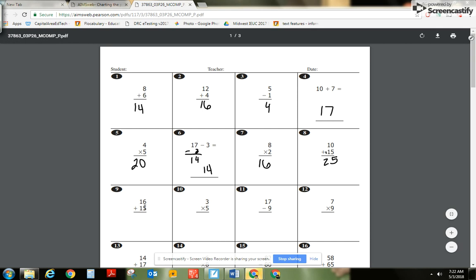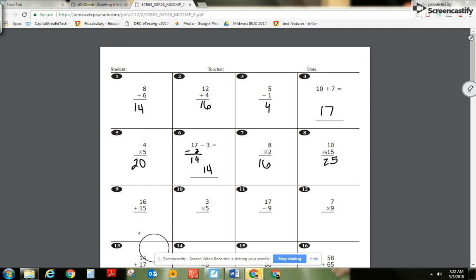Number 9, there's a couple of different ways you can do it. You can do it the standard way. 6 plus 5 is 11, and then you regroup into the tens, and you get 31. I see it a couple of different ways. The first way that I see it is 15 plus 15. It's a double. That's 30. And then there is one left over, or one more, so that equals 31.